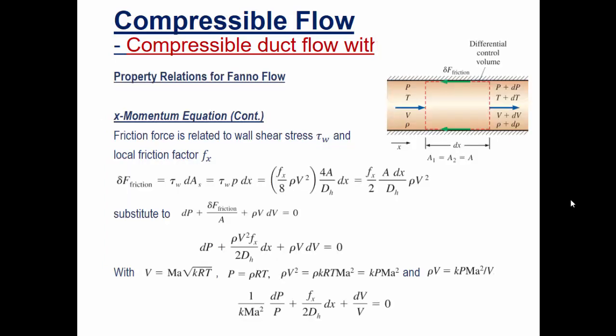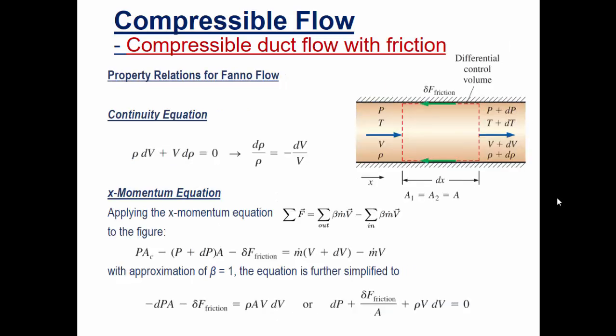Okay, now we are going to relate the properties of the five equations which we have discussed previously for this flow. Let's look first into the continuity equation. Sorry, I started with the momentum equation slides. So we go back and we look into the continuity equation, where we have the differential form of the continuity equation equal to d rho divided by rho equal to negative dv divided by v.